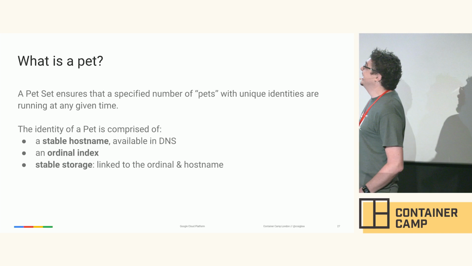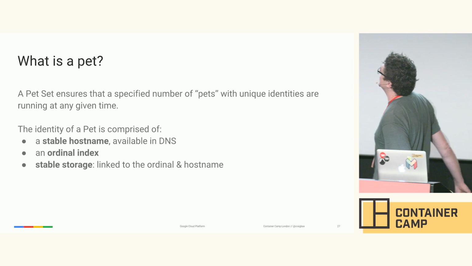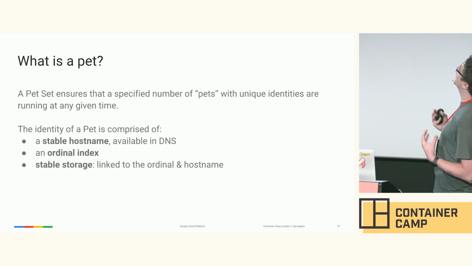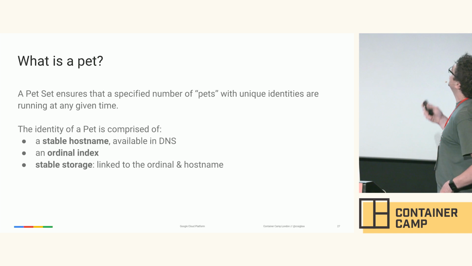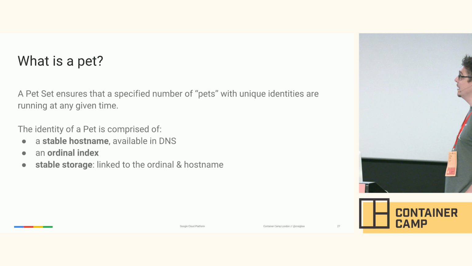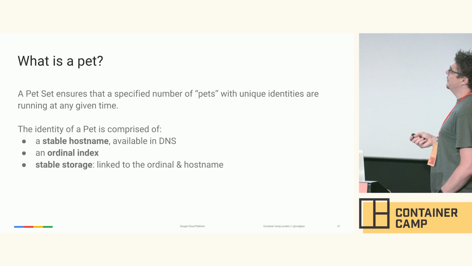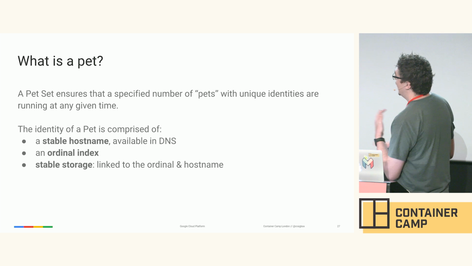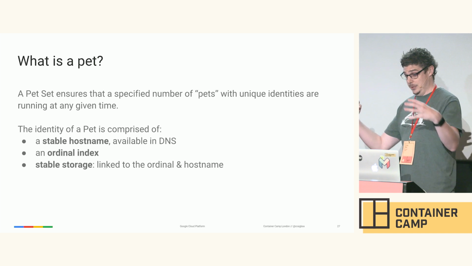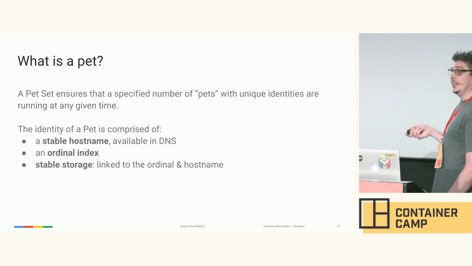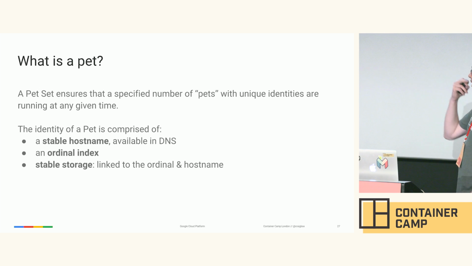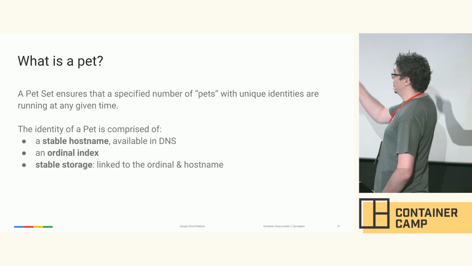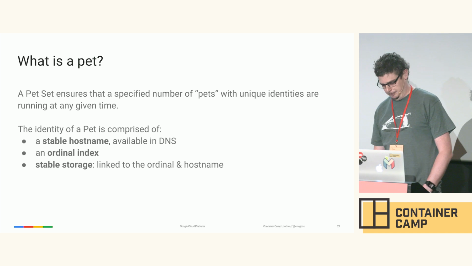So what exactly is a pet? The object inside the pet set ensures that a specified number of these items, these pods, with unique identities are running at any given time. The identity of a pet needs three things. It needs a stable host name, so it can be found in DNS by outside tools and by other people in its own cluster. It needs an ordinal index, so it needs a number starting at 0, because we're all nerds. And it needs some sort of stable storage, which is linked to the ordinal and the host name.